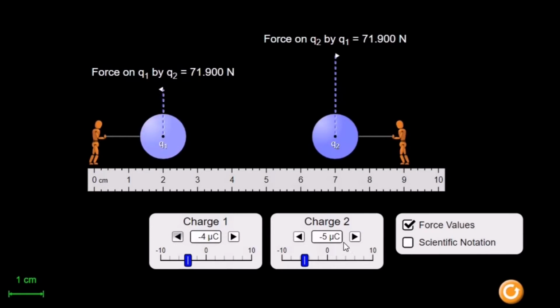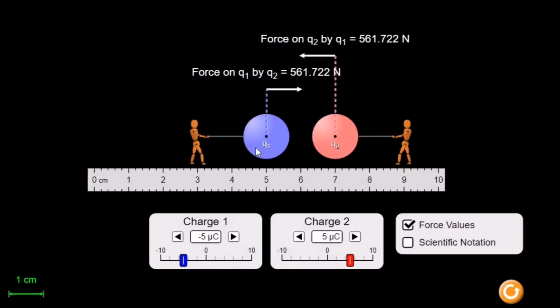Meanwhile, in the second table, the charge values between the two charges remained constant, while the distance between the two charges varied with each trial.